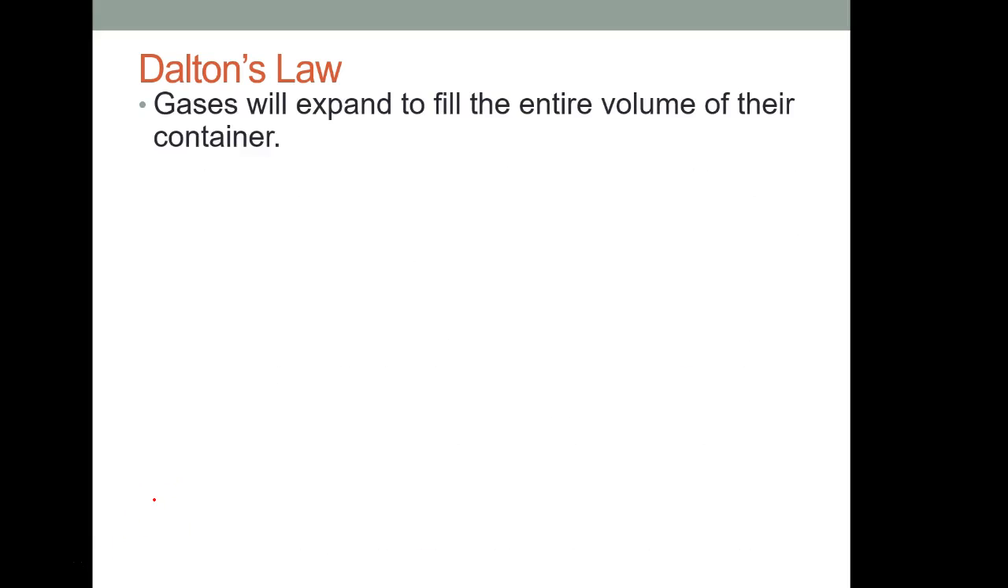Okay, so the last of the gas laws is one called Dalton's law. We're actually going to do this one in the lab. Dalton's law says that gases are going to expand to fill the entire volume of their container. So they fill up the entire place. They push each other out of the way and they fill in the empty spots between each other.